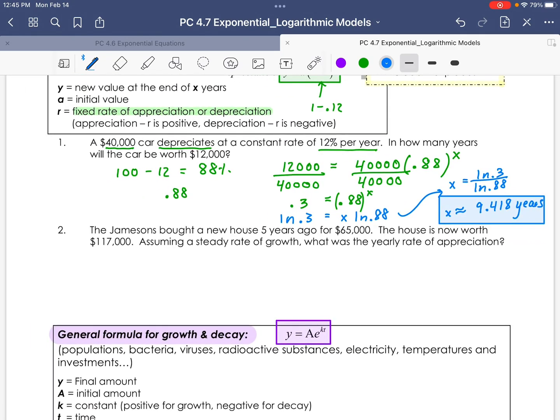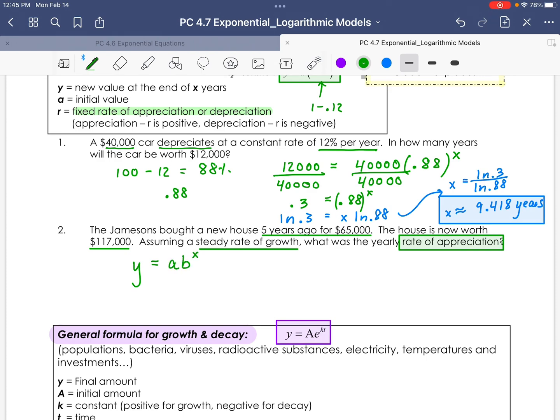All right, another example, it's a little different. The Jamiesons bought a new house 5 years ago for $65,000. The house is now worth $117,000. Assuming a steady rate of growth, what was the yearly rate of appreciation? So again, once you see those keywords, you're thinking of y equals a b to the x.